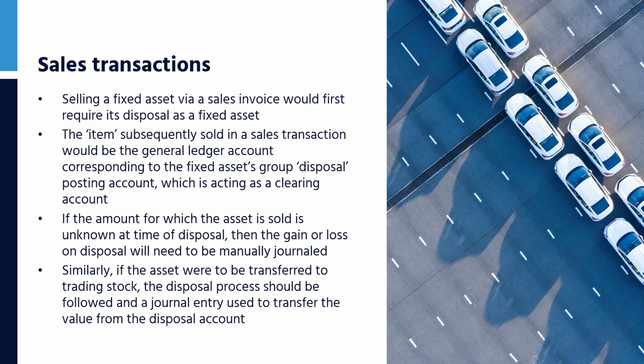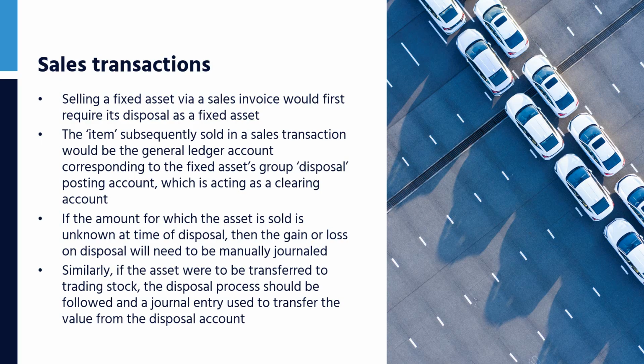So it is still possible to sell a fixed asset through the sales transaction process, but you do it as a general ledger line rather than the fixed asset line that we saw in purchasing. And the reason for that is that the disposal needs to occur in order for the gain or loss on disposal to be calculated. So it's a different process to the purchase.